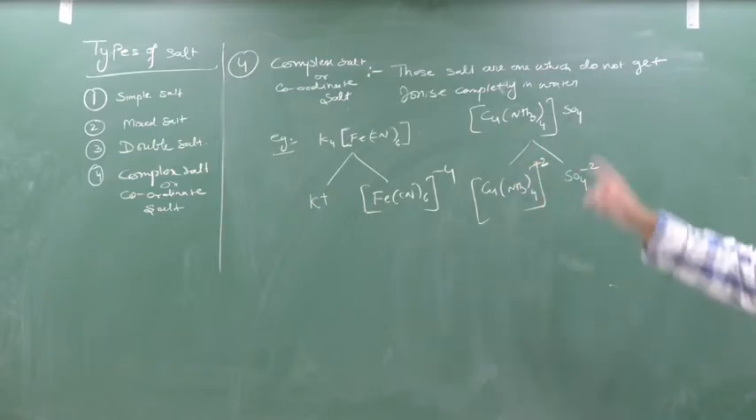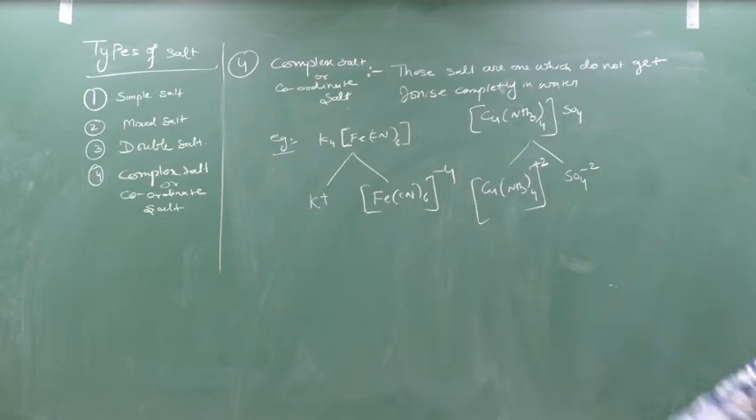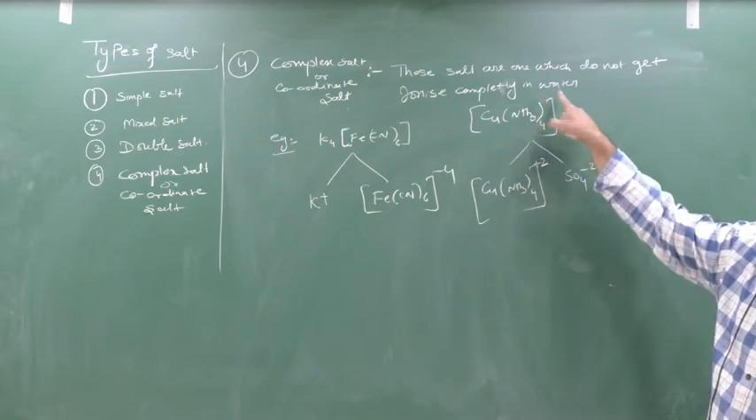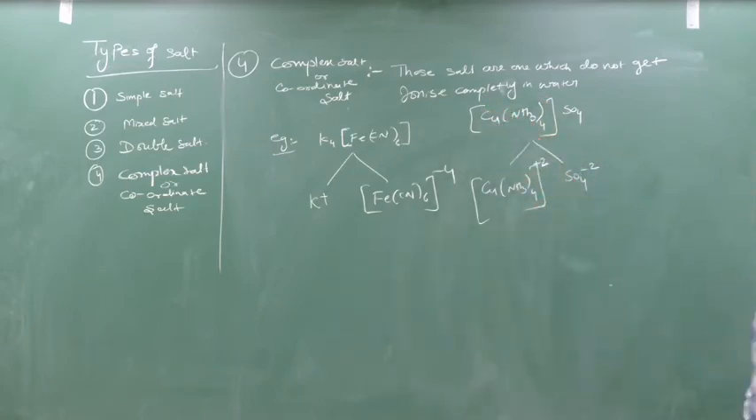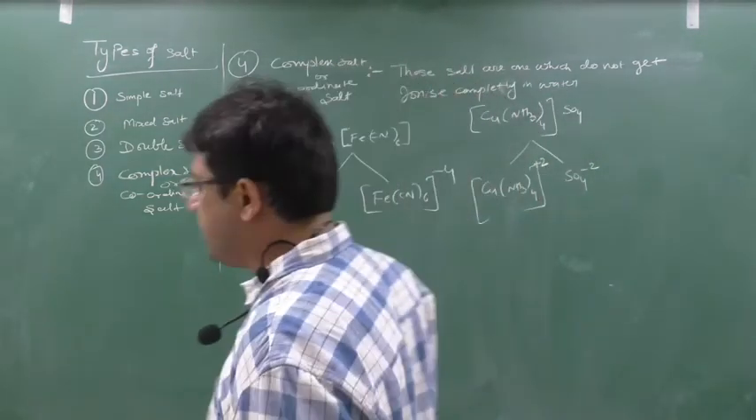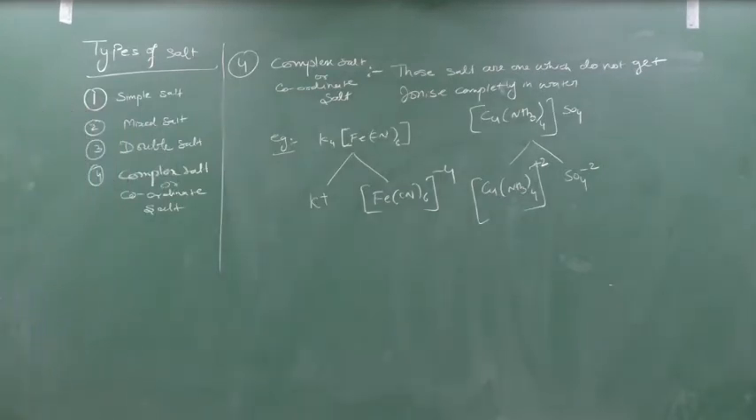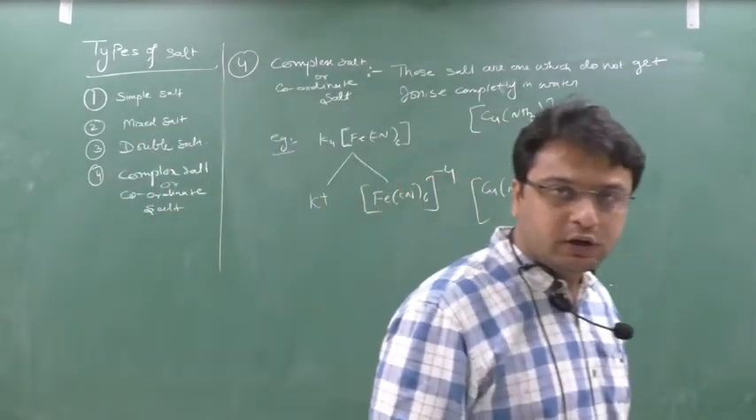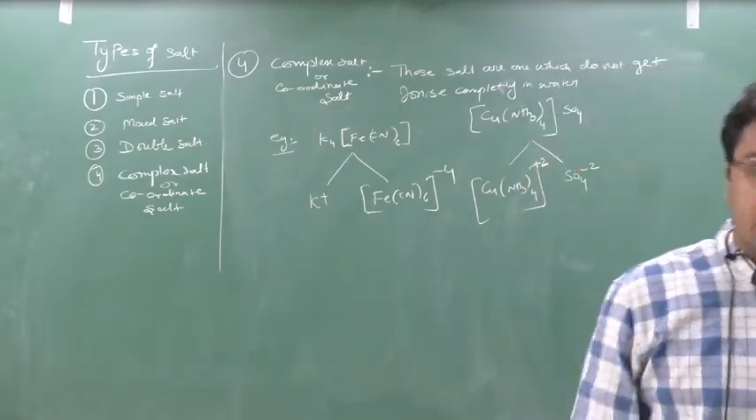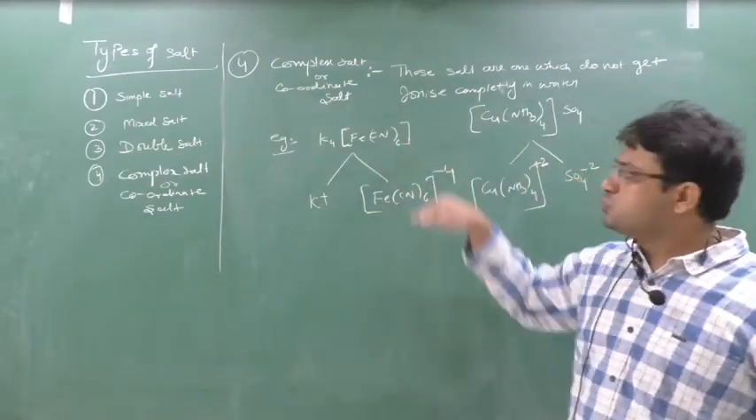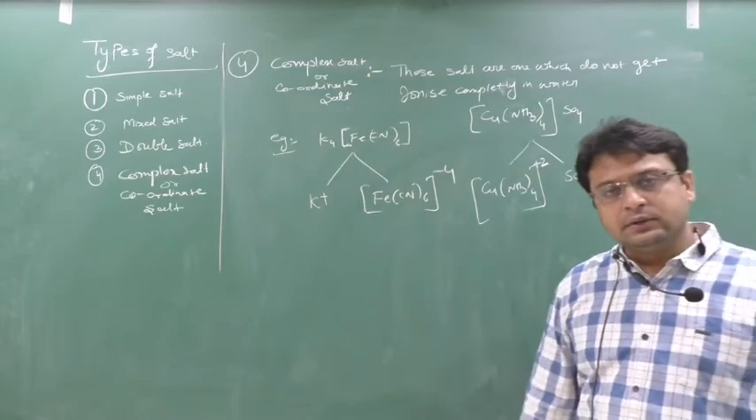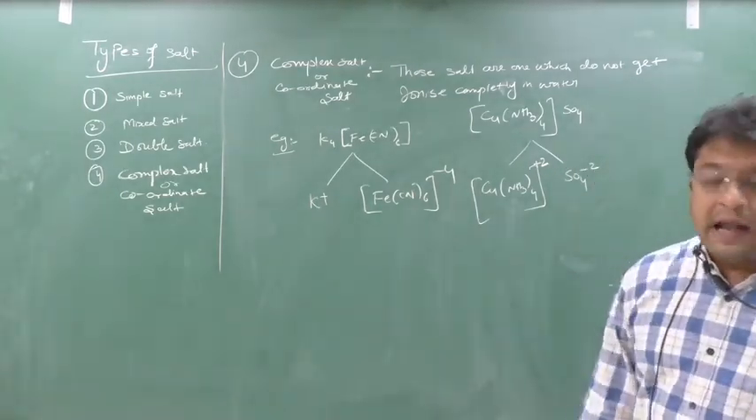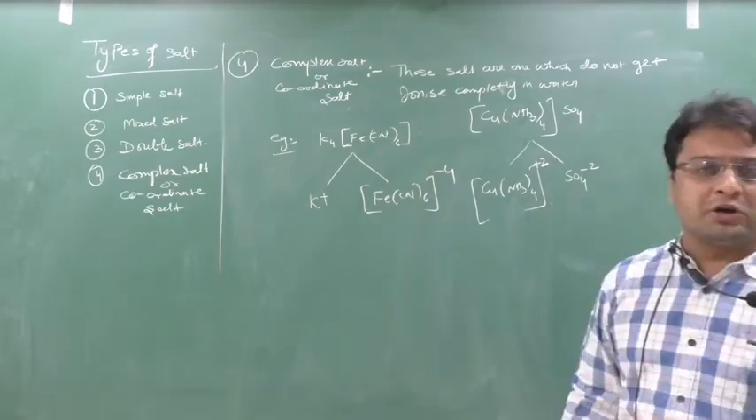So this kind of salt we call a complex salt, and the coordinates and the complex compound or coordination sphere are always maintained in square brackets. In short, the things in square brackets cannot be broken. That type of salt we call a complex salt, a coordination salt, and the bond present between them is a coordinate covalent bond.